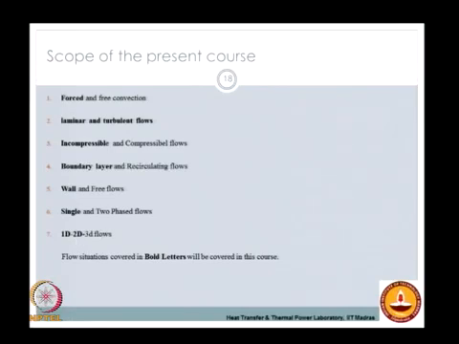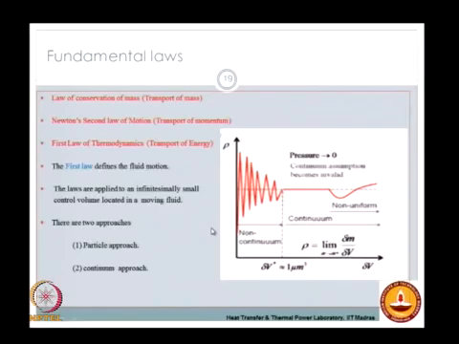The flow situations which are covered in bold letters will be covered. Of course, I think this is a mistake here. Free convection should also be in bold, and therefore these situations will be covered in this particular course.